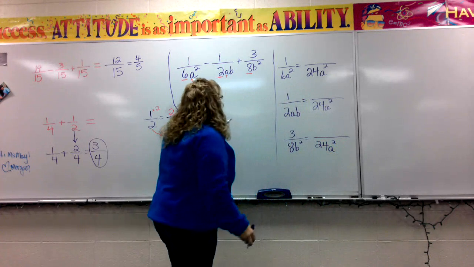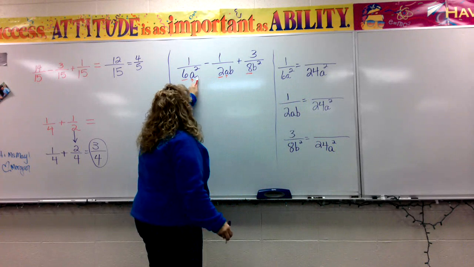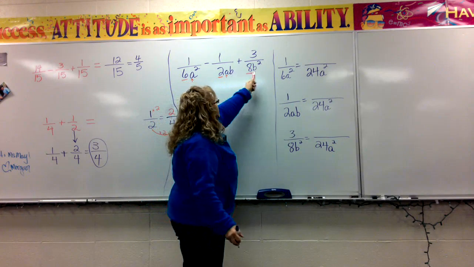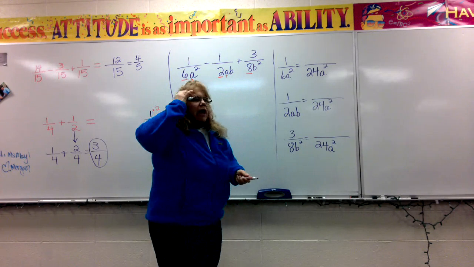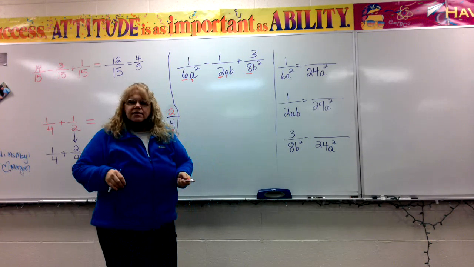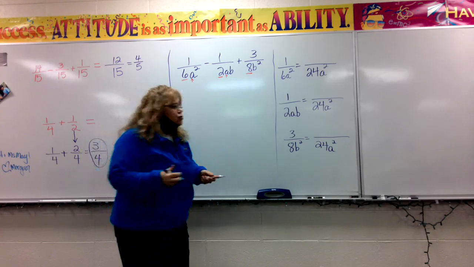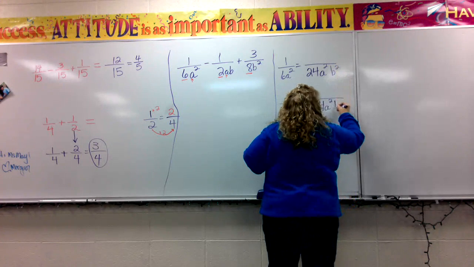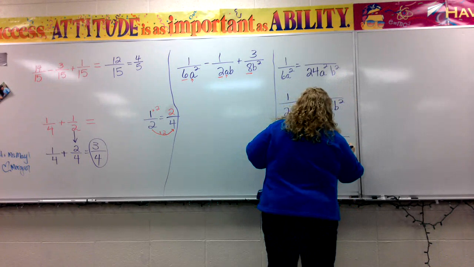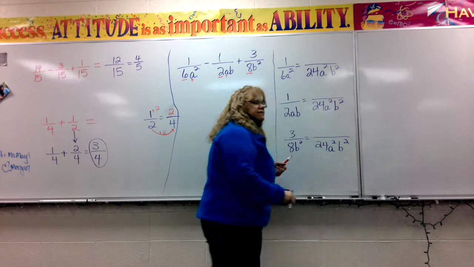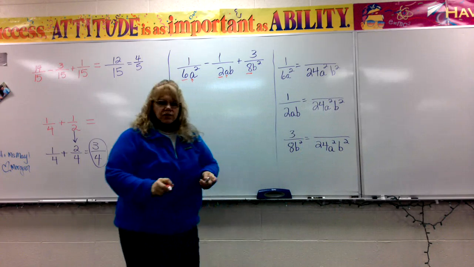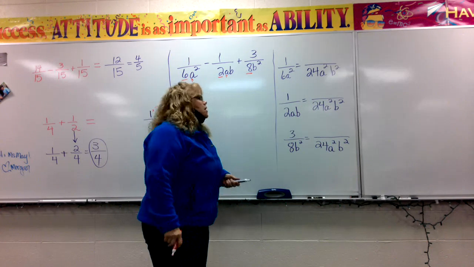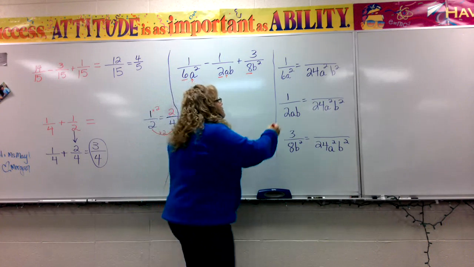And then what else? I've got a B, no B's, then I have one, and I have two. So how many B's will my common denominator have to have? 2. So I'll have to have also a B squared. So there's the first thing. First, you have to figure out what the common denominator is going to be. Then you have to figure out the equivalent fractions.